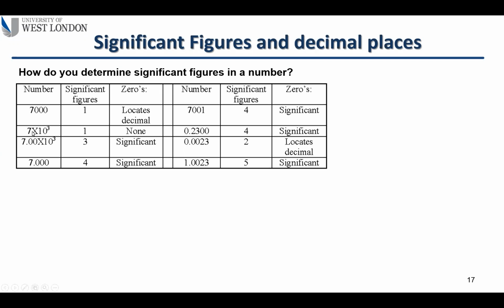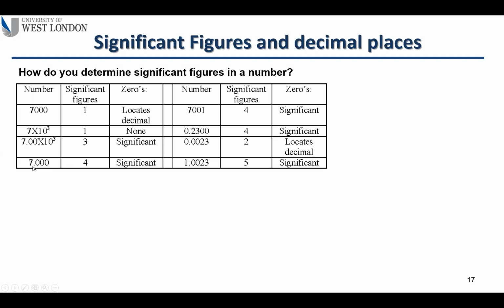7,000 can be written in scientific form as 7 times 10 to the 3. In that case, we still have one significant figure, okay? There's still no decimal separator. However, if you look here, we have a decimal separator: 7.00 times 10 to the 3. We have 2 zeros after the decimal separator, so in this case these 2 zeros are counted as significant figures. So the total number of significant figures of this number is 3.